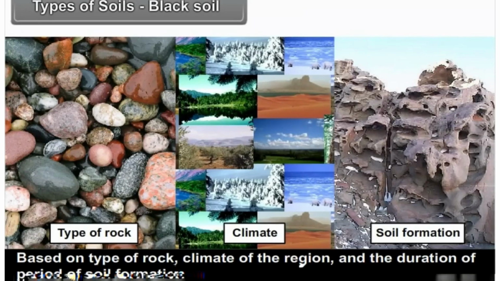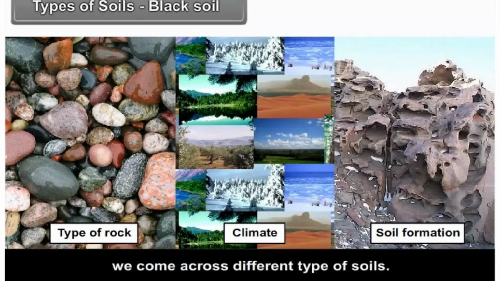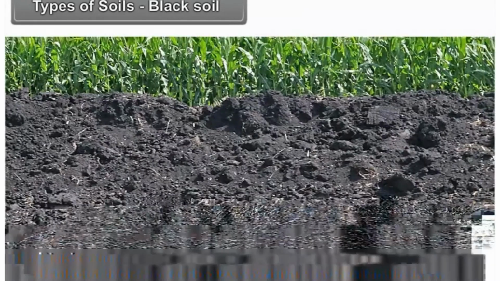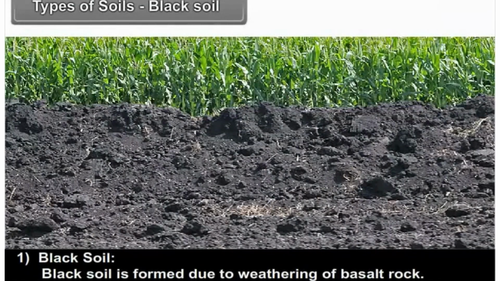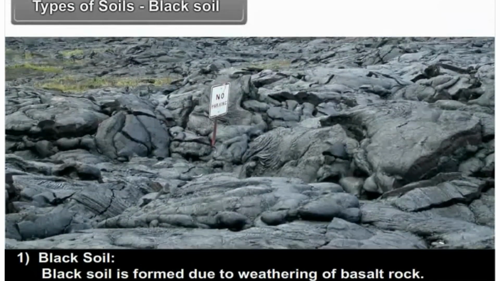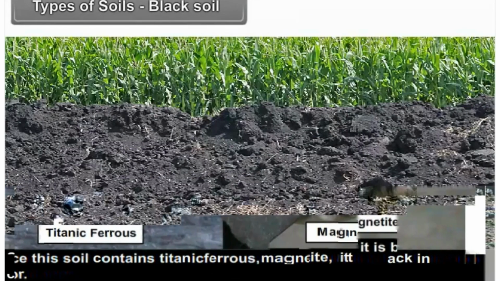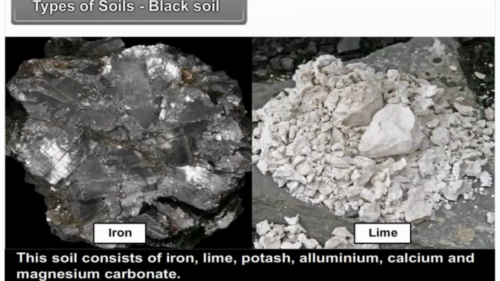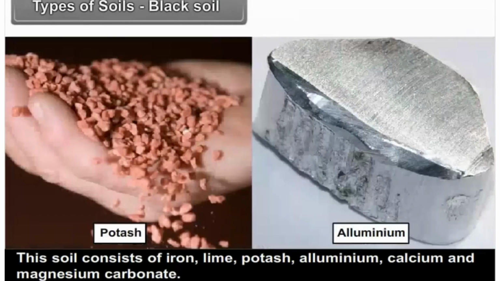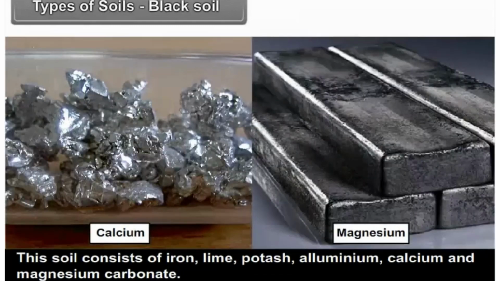Types of soils. Based on type of rock, climate of the region, and the duration of period of soil formation, we come across different types of soils. Black soil. Black soil is formed due to weathering of basalt rock. Since this soil contains titanic ferrous magnetite, it is black in color. This soil consists of iron, lime, potash, aluminium, calcium, and magnesium carbonate.